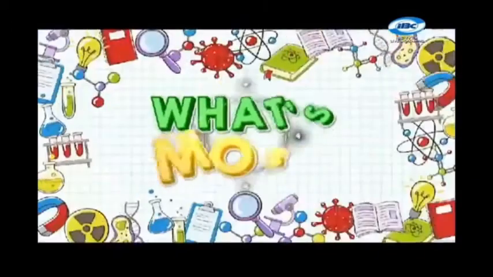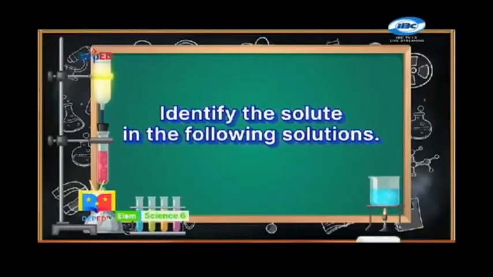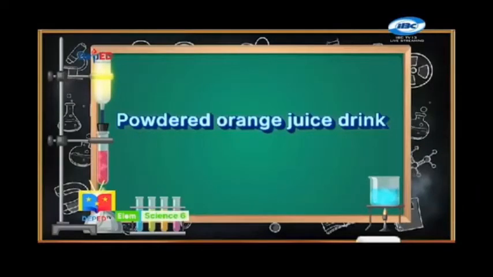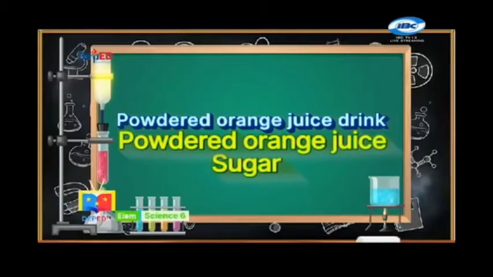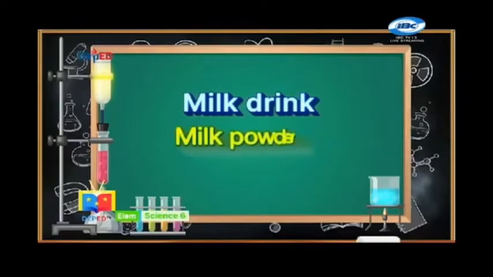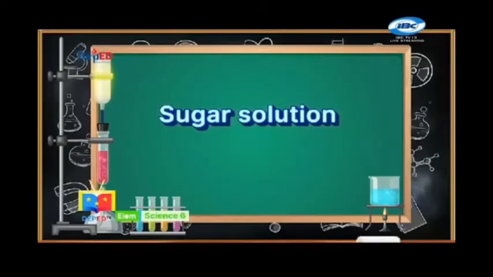Science-minded learners, let's have what's more. Identify the solute or solutes in the following solutions. Do it on your paper. Number 1. Powdered orange juice drink. The correct answer is powdered orange juice and sugar. Number 2. Milk drink. The correct answer is milk powder and sugar. Number 3. Sugar solution. The correct answer is sugar.